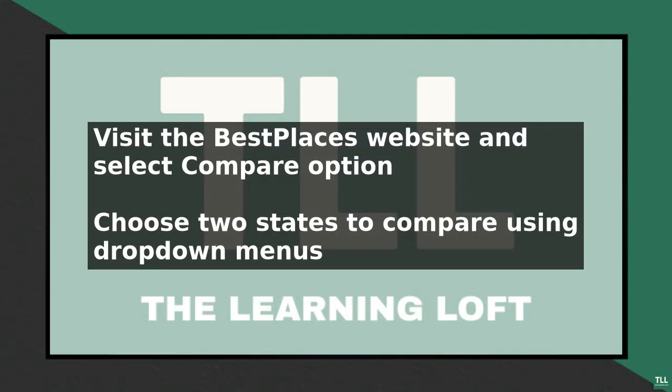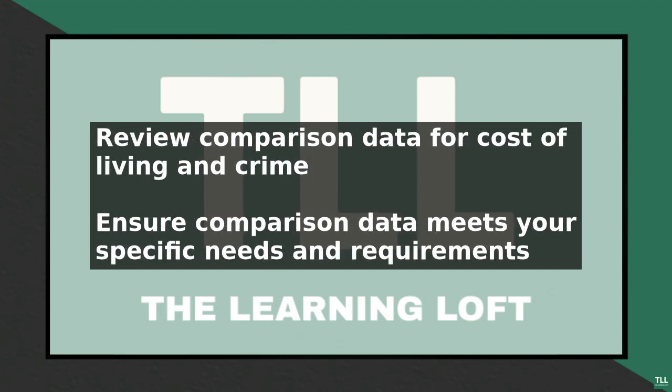To export a Best Places state comparison, start by visiting the Best Places website and selecting the Compare option from the top menu. Choose the 2 states you want to compare by clicking on the drop-down menus and selecting the desired states. Once you have selected the states, you will be taken to a page that displays a comparison of various factors such as cost of living, crime rates, education, and climate.